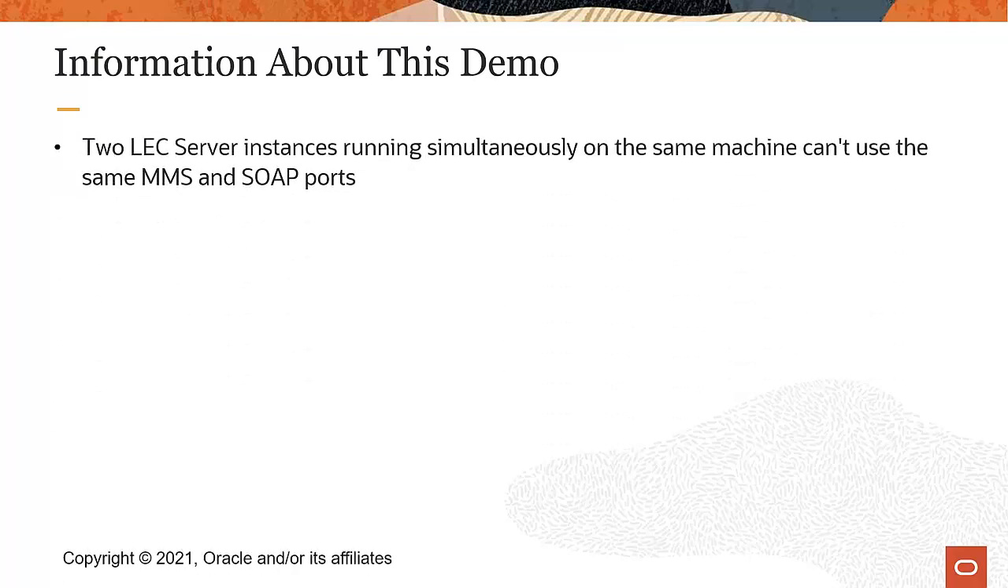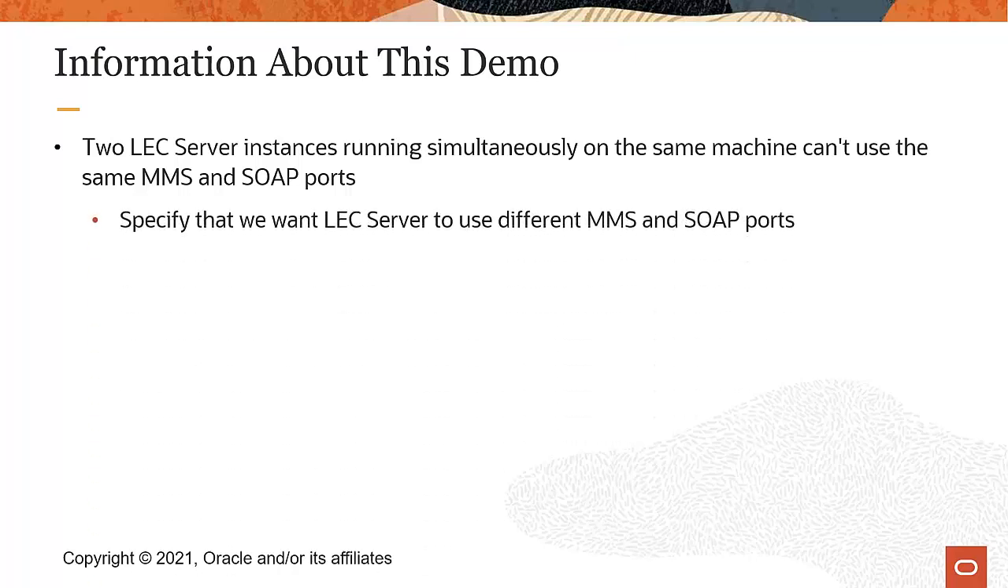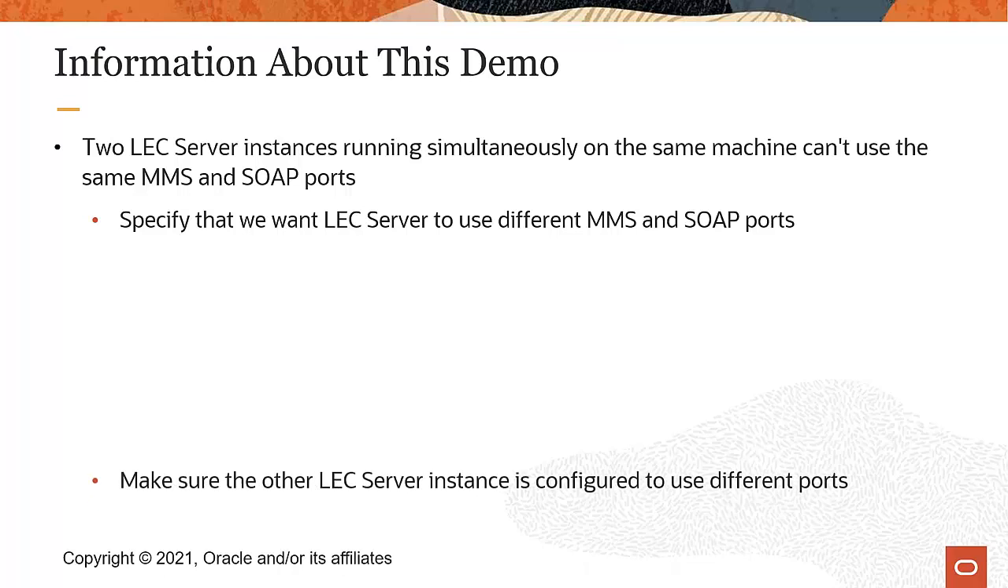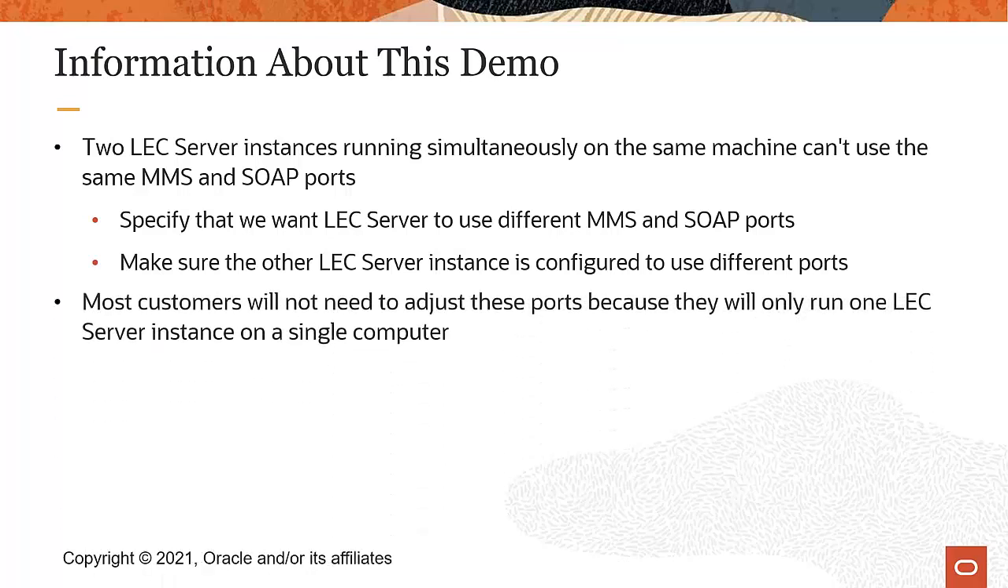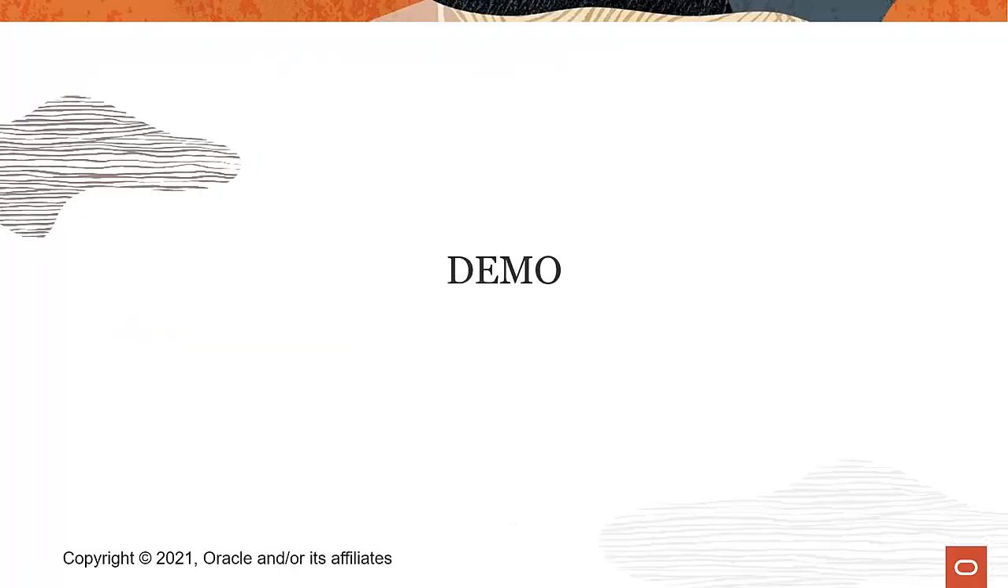2 LEC server instances running simultaneously on the same machine can't use the same MMS and SOAP ports. So when we run the SCADA simulator LEC configuration, we will need to specify that we want LEC server to use different MMS and SOAP ports for that LEC server instance. So we'll need to make sure the other LEC server instance is configured to use different ports. But it's important to remember, most customers will not need to adjust these ports because they will only run one LEC server instance on a single computer. Now, let's jump into our demo.